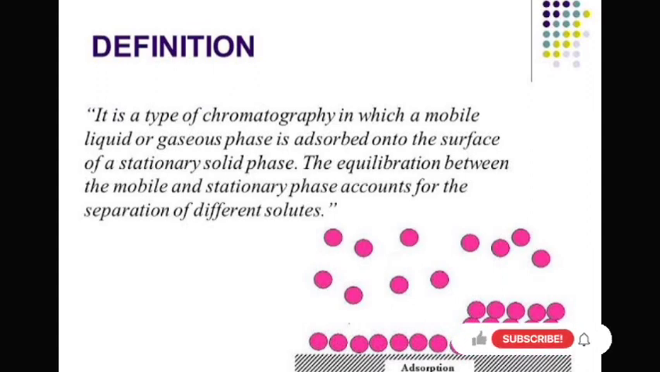For example, polar components adsorb strongly to a polar stationary phase, while non-polar components adsorb strongly to a non-polar stationary phase. The more polar a molecule, the more strongly it will be adsorbed by a polar stationary phase. Similarly, the more non-polar a molecule, the more strongly it will be adsorbed by a non-polar stationary phase. Due to differences in degree of adsorption, less tightly bound compounds elute out by the mobile phase earlier than the tightly bound ones.